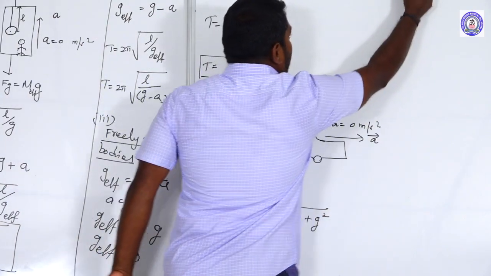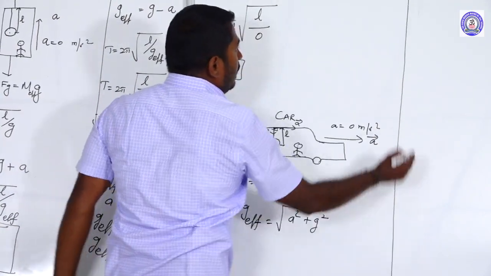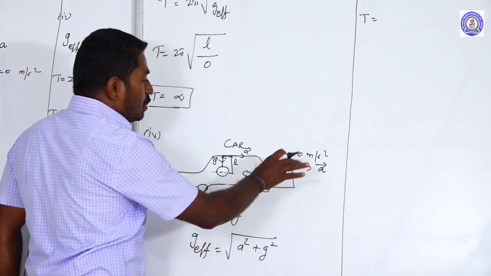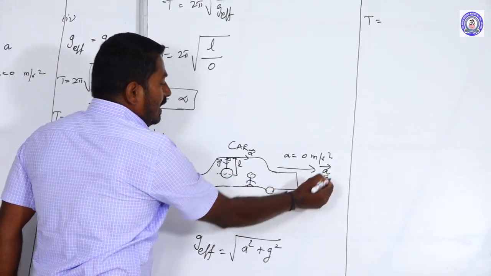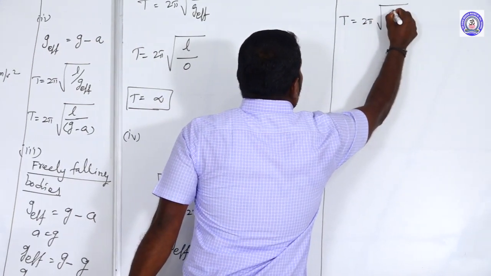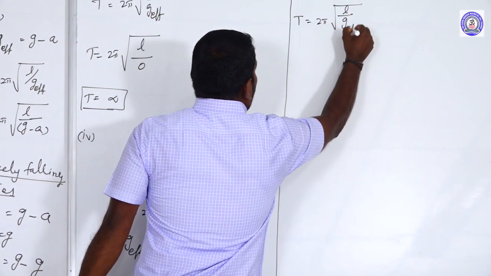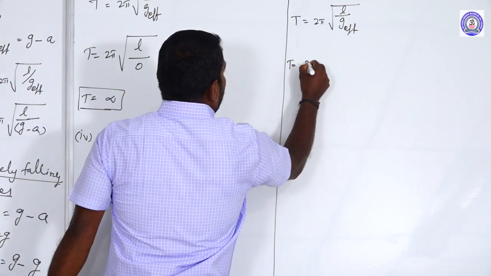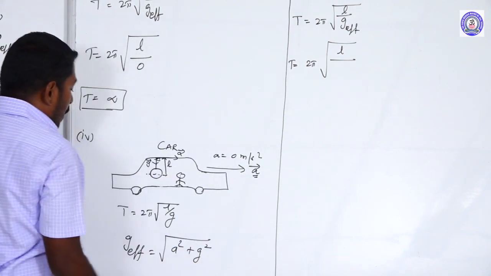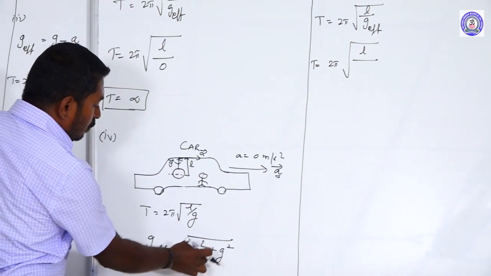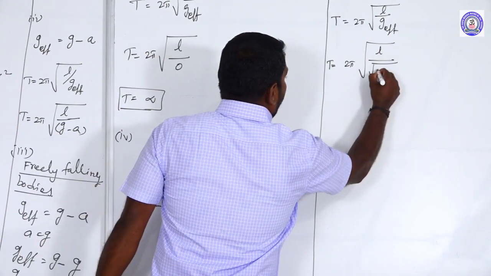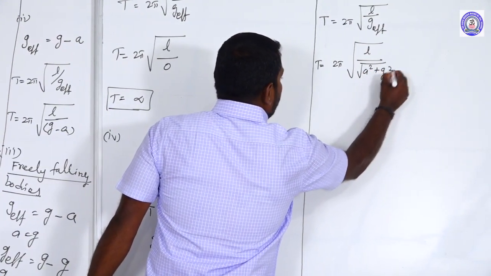Now the time taken by the bob to complete one oscillation in this case, if the car is moving towards the positive x-axis with constant acceleration a, is T equal to 2 pi square root of L divided by effective acceleration. So T is equal to 2 pi square root of L divided by the square root of a square plus g square.